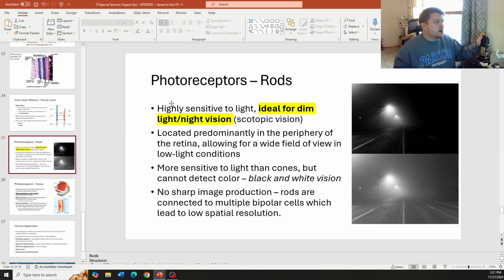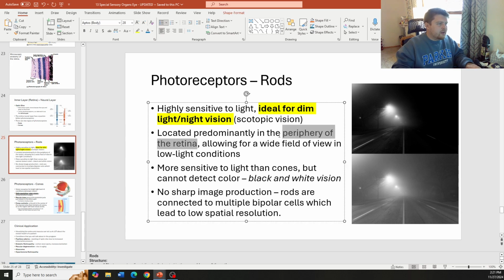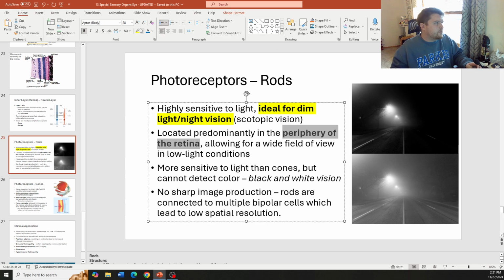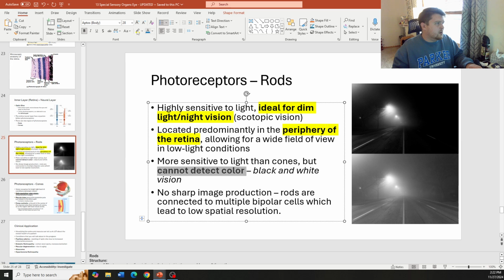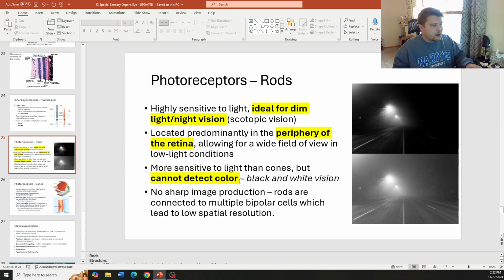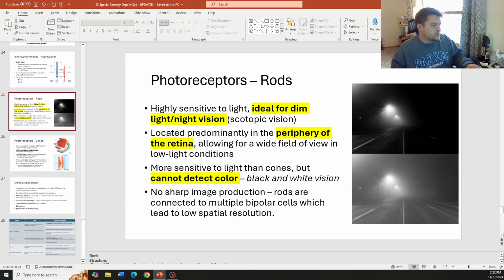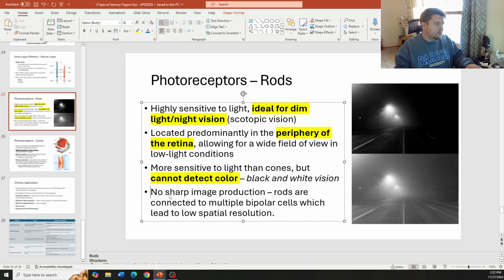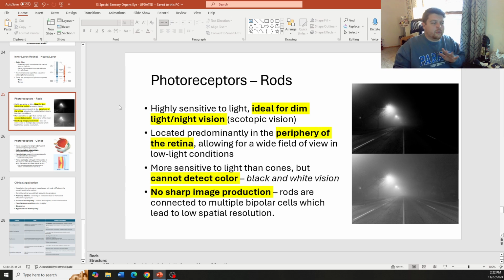Rods are highly sensitive to light, so they're really good for dim light or night vision. They are more in the periphery of the retina. They cannot detect color. They're more for our black and white, grayscale vision. That's why at nighttime things tend to look more gray than anything. As well, there's no sharp image production, so things tend to be a little bit blurrier at night.